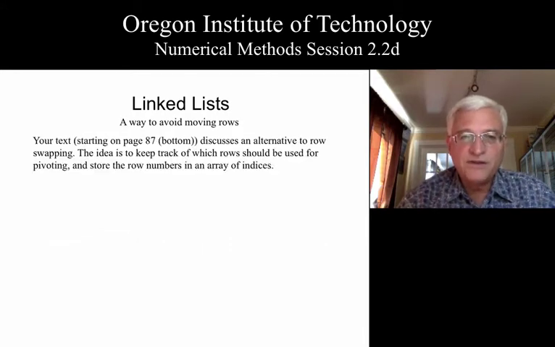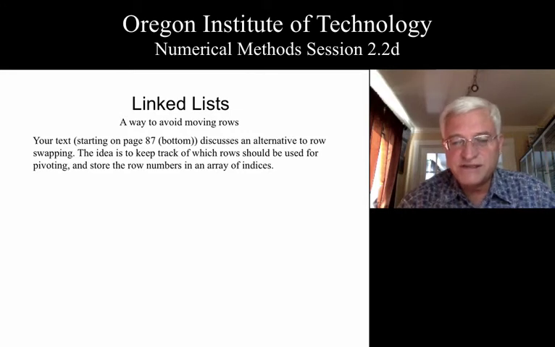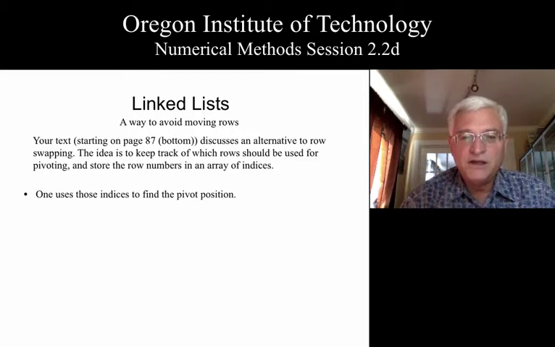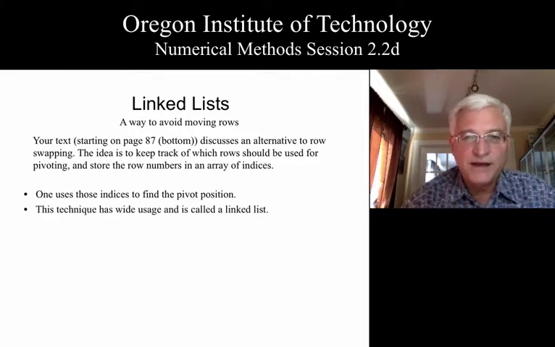We are following the text starting on page 87 in case you'd like to see where that is in your book. And in this section, we are going to be introducing the idea of putting a new indexed array to keep track of the pivot location or the pivot rows and columns. So this approach, as I mentioned earlier, is called a linked list. It has a wide application. This is just one of many.